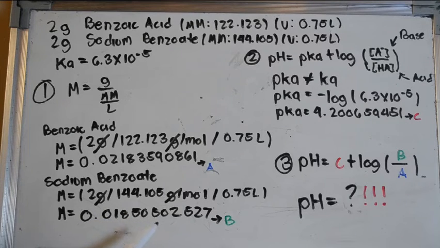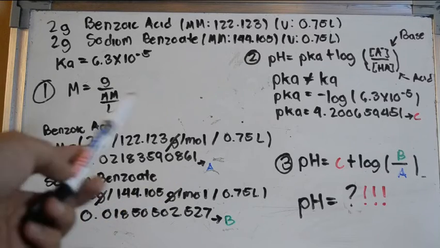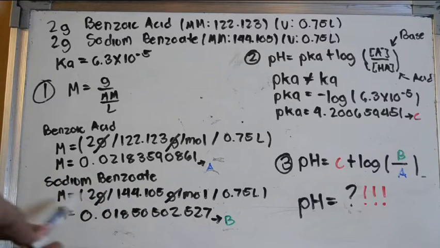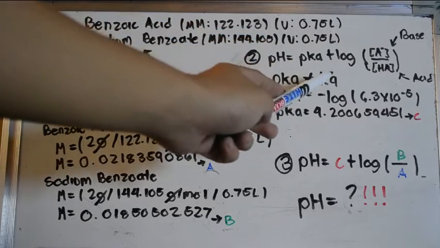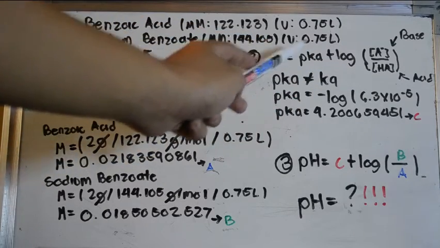The molarity is equal to 2 grams divided by 144.105 grams per mole divided by 0.75 liters. Now, you may pause the video and solve it yourself. Now, this is the answer. Molarity is equal to 0.01850502527, which will be represented by B for simplicity's sake.